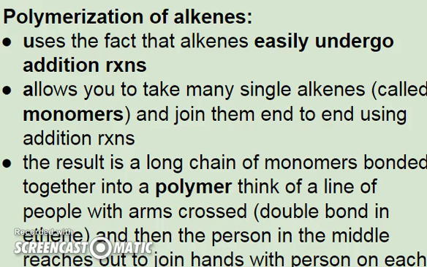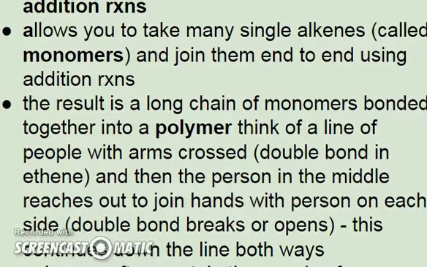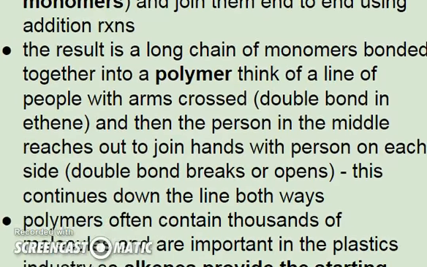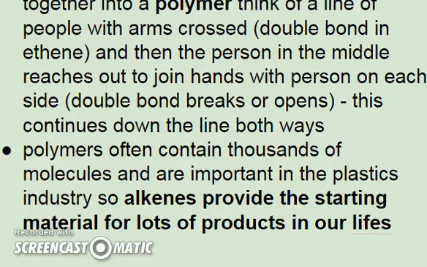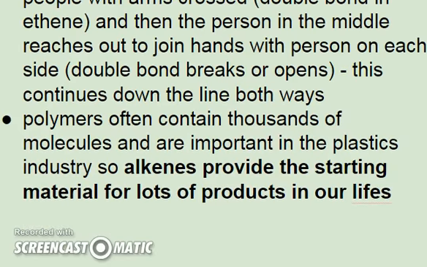The example I like to think of is a person standing there with their arms crossed, that's the double bond. Then that person suddenly throws their arms open and reaches out a hand to each side, and the person next to them on each side does the same thing. Suddenly they're linking hands together, and as they join hand to hand to hand, that's the double bond opening up or breaking and then forming single bonds with the ethene next to it. And all of a sudden you have this very long polymer.